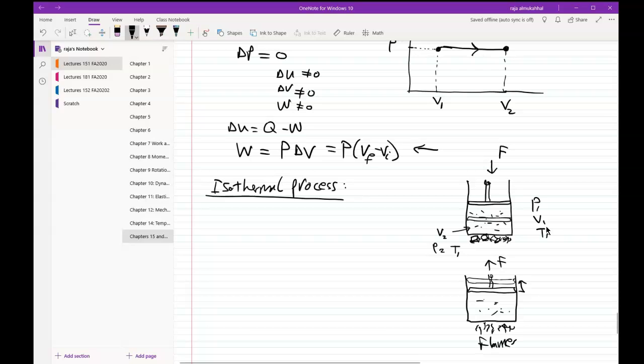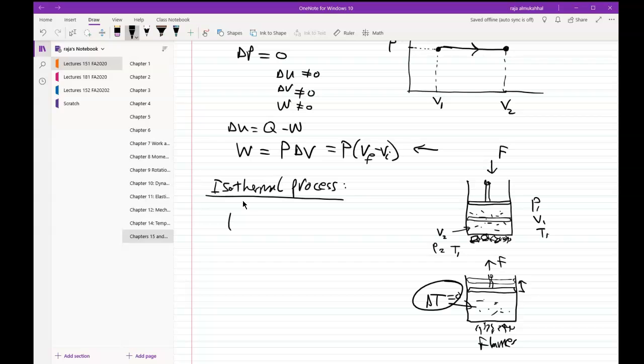Of course, the number of flames, or the amount of heat here, is just enough to compensate for the decrease in temperature, in such a way that I will keep delta T equal to 0. Delta T equals 0, not T equals 0. The change, there's no change in temperature. This kind of process is called an isothermal process. You get that? Isothermal process.